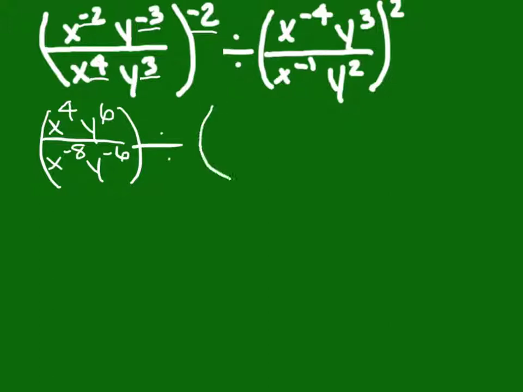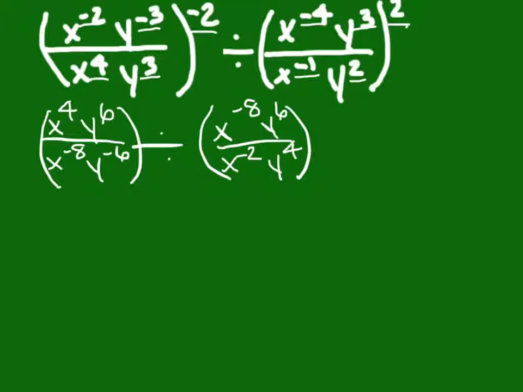Okay? So the second set of parentheses becomes negative 4 times 2 is negative 8. Y cubed squared becomes y to the sixth, over x to the negative first squared becomes x to the negative second. Y squared squared becomes y to the fourth.